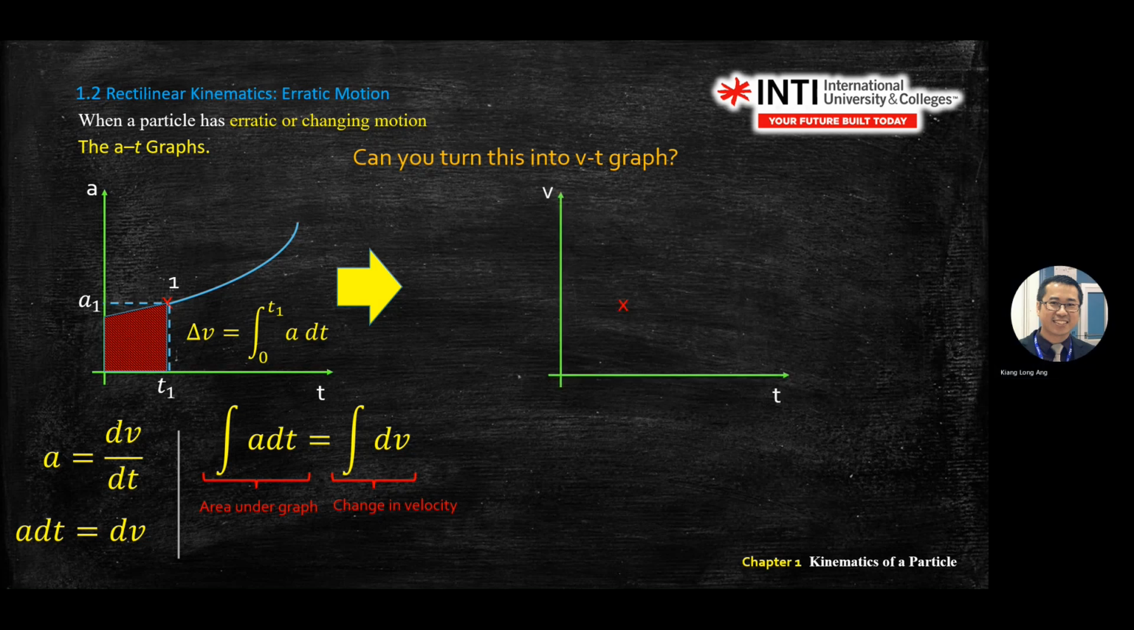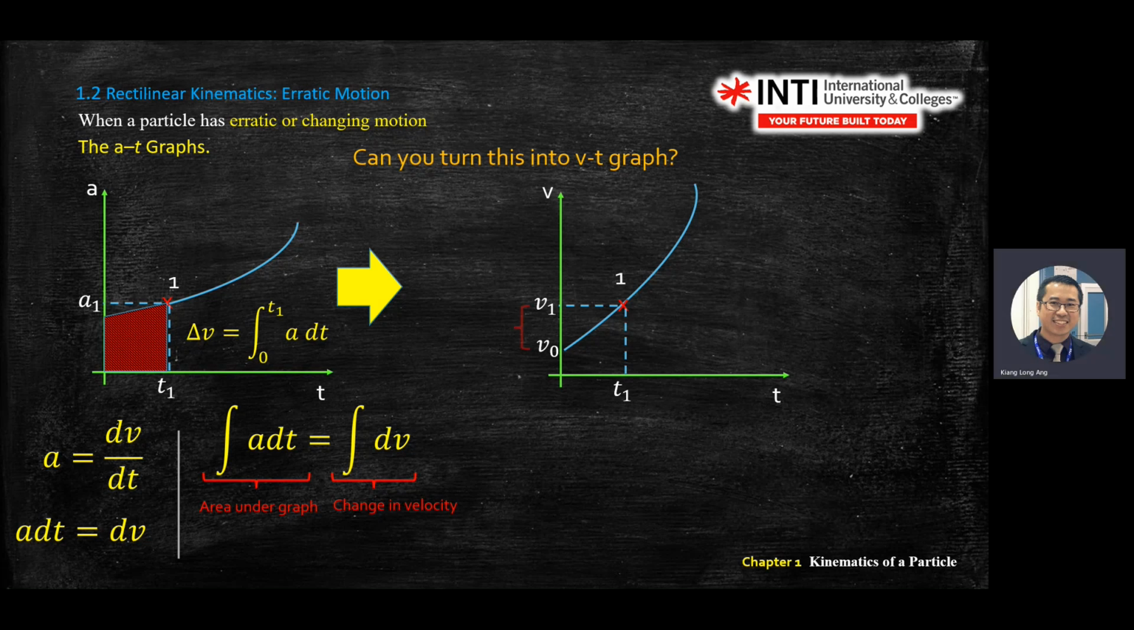So on the VT graph, it is V2 minus V1, correct? V2 minus V1, you get 1 point. Right? Okay. So from here, you know your V1, V2. It's not necessary from the origin. So V1, V2 from what? From this equation. So this is delta V.